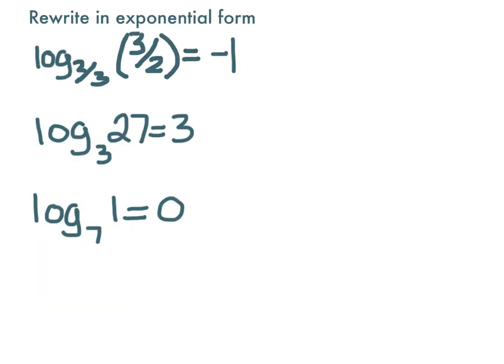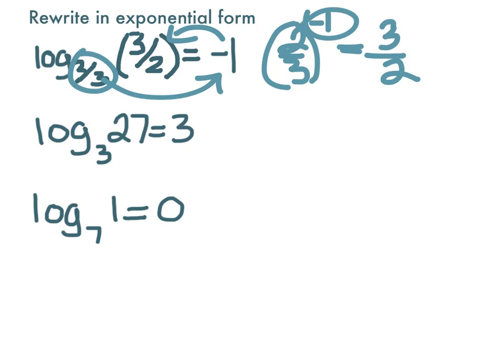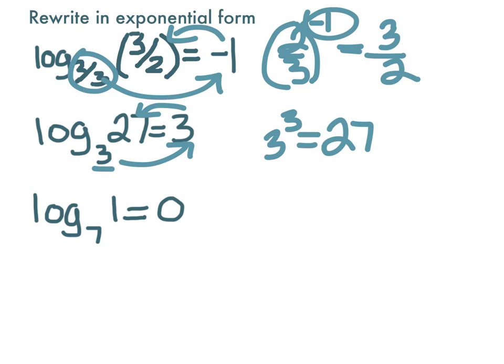All right, let's do just a few more examples. Now we're going to go the other direction and rewrite in exponential form. So our base here, 2/3, raised to the -1 power, and make sure you put it in parentheses because it's all raised to the -1 power, not just the 2, equals 3/2. And we know that's true because that just means take the reciprocal. Next one, base is 3, exponent is 3, and the number is 27. 3 to the 3rd is 27. Look at this one. Base is 7, exponent is 0, and the number it equals, anything to the 0 power, is 1.